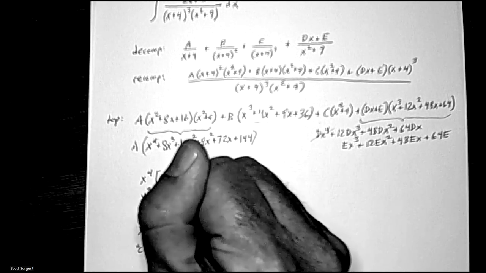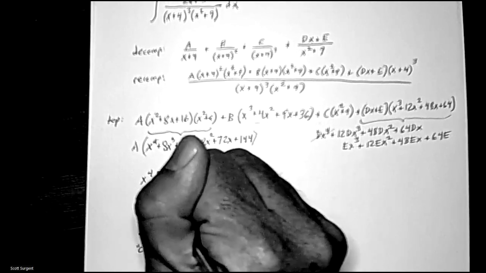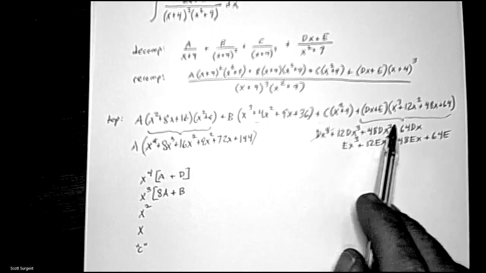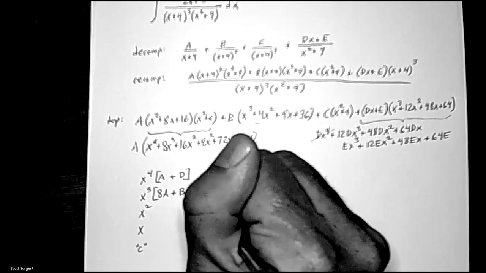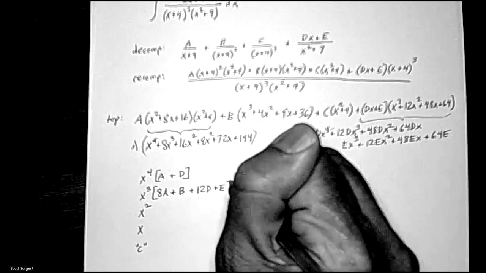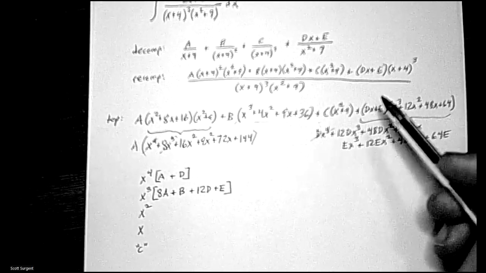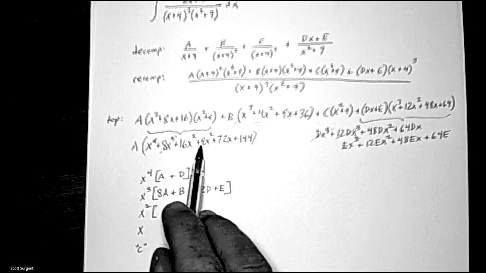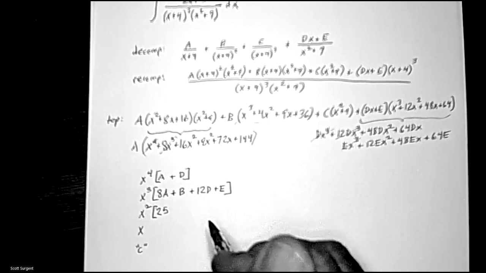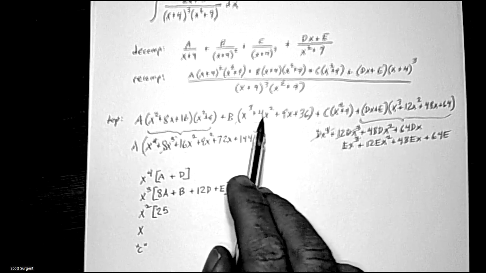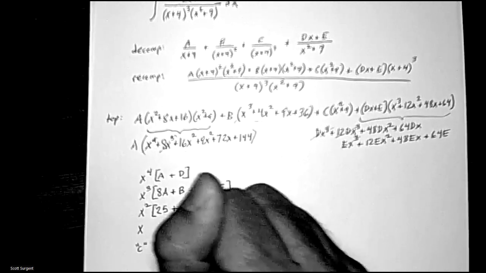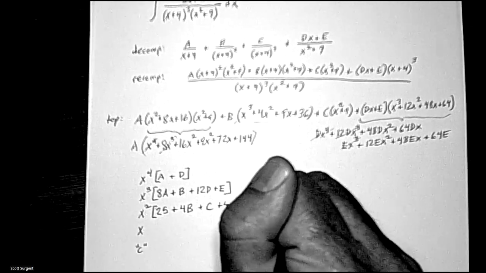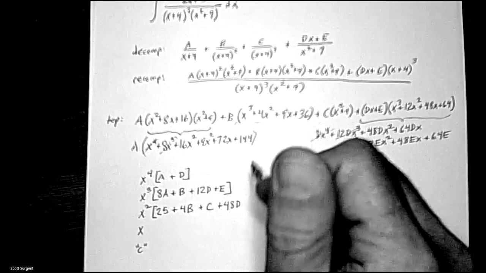And then for the cubes, I have 8A, I have a B from here, I have a 12D and an E. We can go ahead and get rid of them. For the quadratics, the x squareds, I have 25A, a 4B, a C, I have a 48D, and I have a 12E.